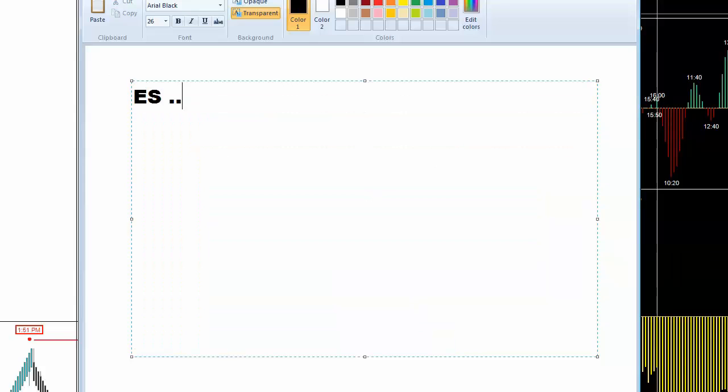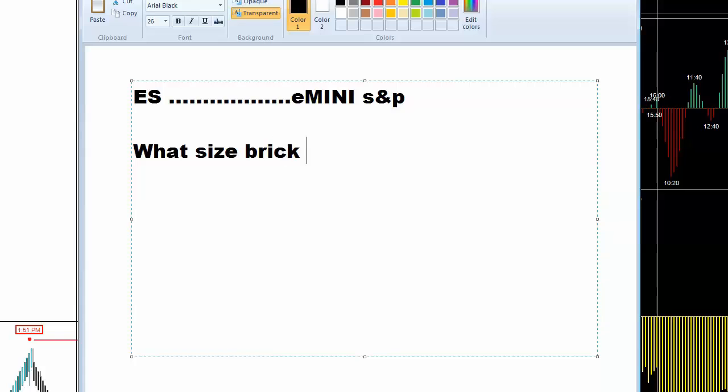The trader traded the Emini S&P, a very popular market, and very easy for us to analyze and get future projection times for. So we worked together, and I asked him, what size brick do you use? And he came back and said he uses a 4-tick RENKO brick.